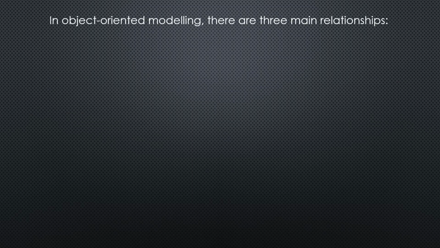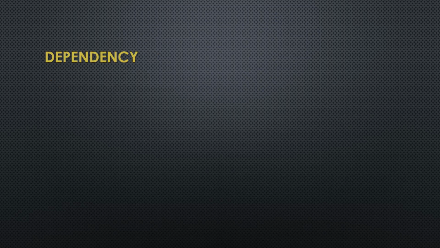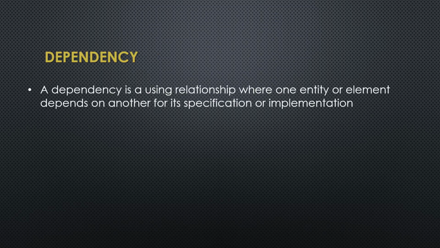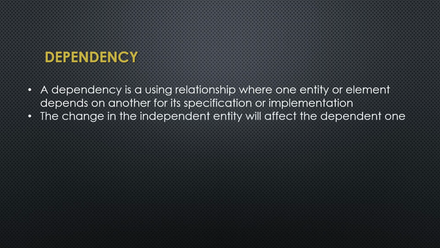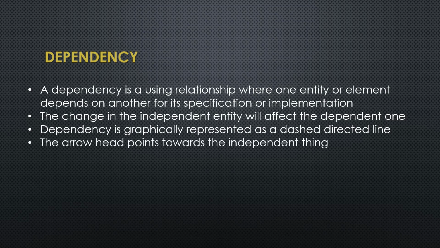In object-oriented modeling, there are three main relationships: dependency, association, generalization. Dependency. A dependency is a using relationship where one entity or element depends on another for its specification or implementation. The change in the independent entity will affect the dependent one. Dependency is graphically represented as a dashed directed line. The arrow head points towards the independent thing.